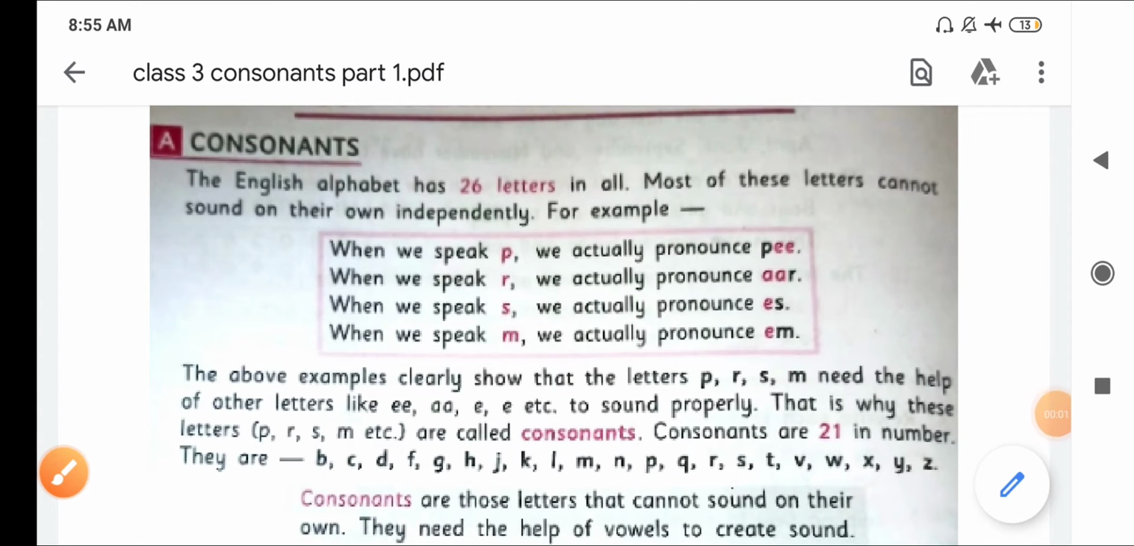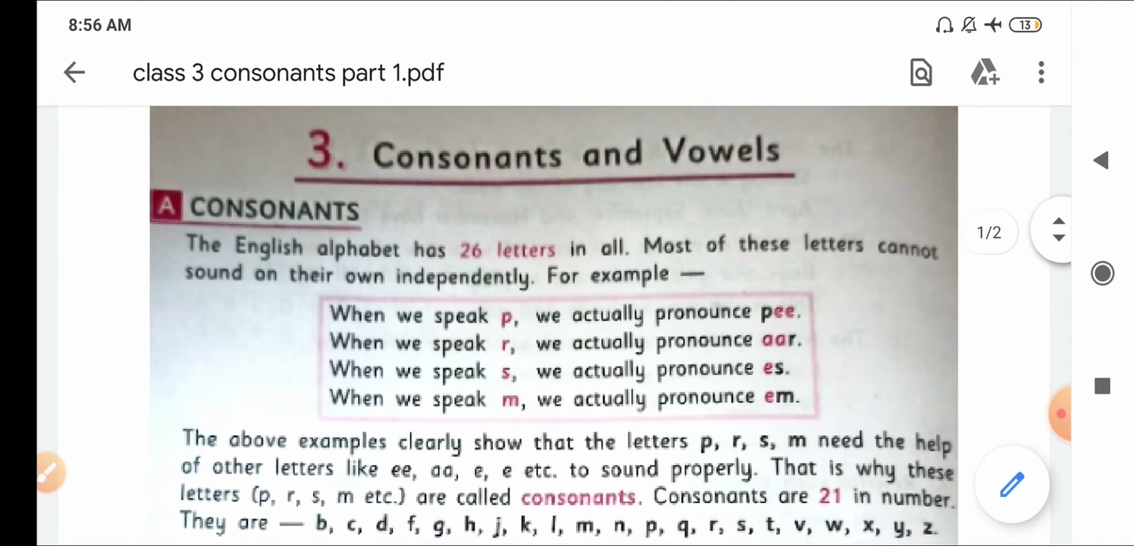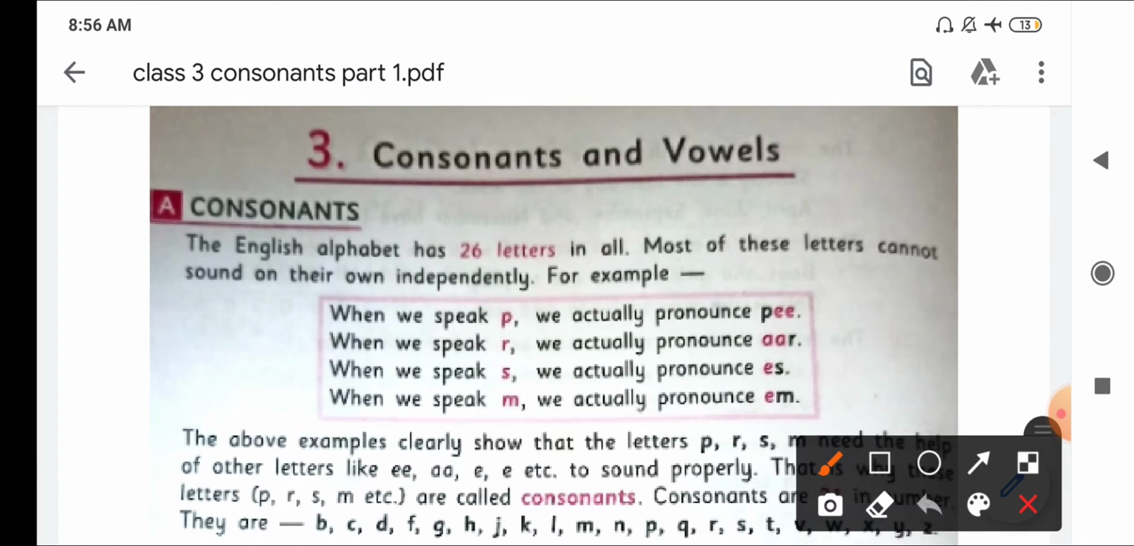Good morning, students. I'm your English teacher, and today we are going to see the third chapter of our grammar, that is consonants and vowels. So, first of all, let's see what is a consonant.